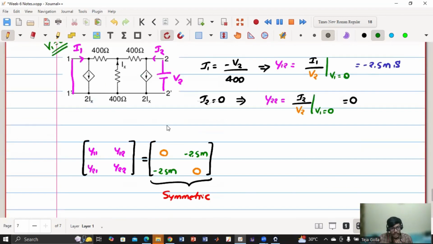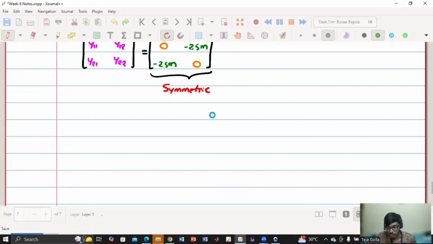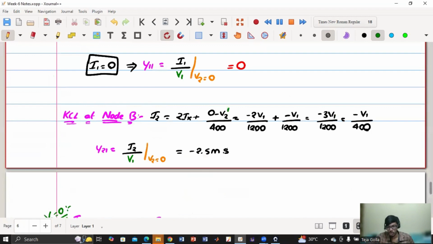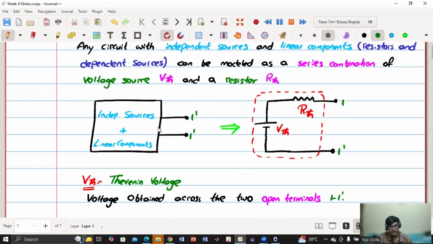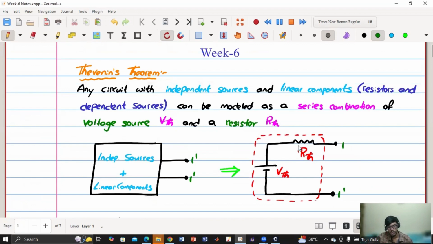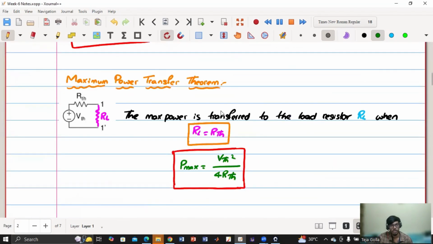Yeah. So now, if this is done, let me just quickly summarize what we have learned today, and maybe I'll solve one or two problems of week 4 if time permits. So we have Thevenin's theorem. We have seen any circuit can be converted into one equivalent circuit of Thevenin voltage in series with the Thevenin resistor, and we have seen how to calculate those, and we have solved one problem. And we have also seen that for maximum power transfer to happen, RL should be equal to R Thevenin.